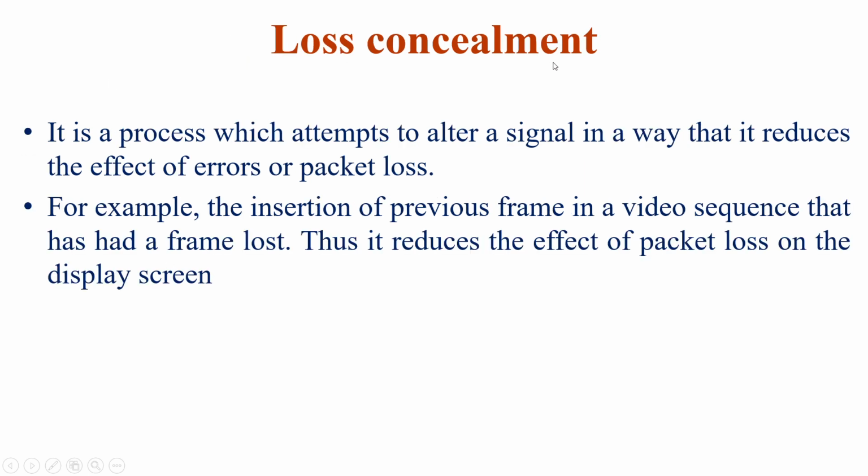Now, loss concealment is a process which attempts to alter a signal in a way that reduces the effect of error or packet loss. For example, the insertion of the previous frame in a video sequence that had a frame lost. This reduces the effect of packet loss on the display screen. So this is all about IP video.